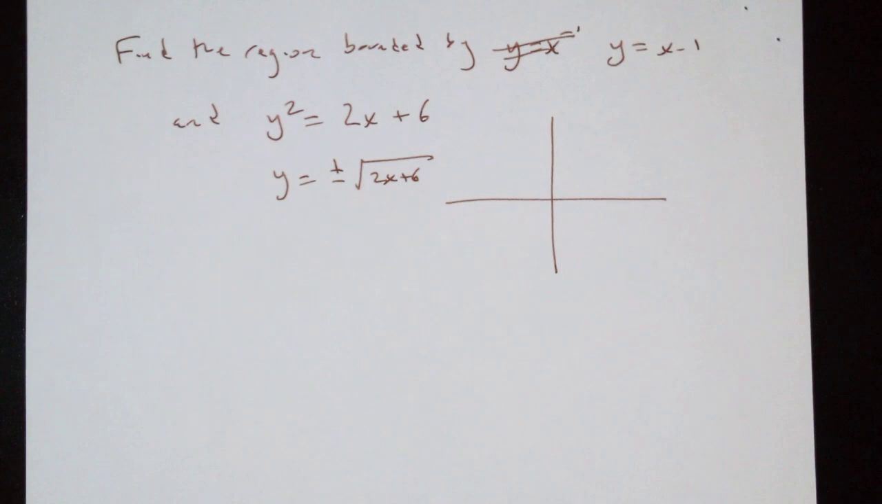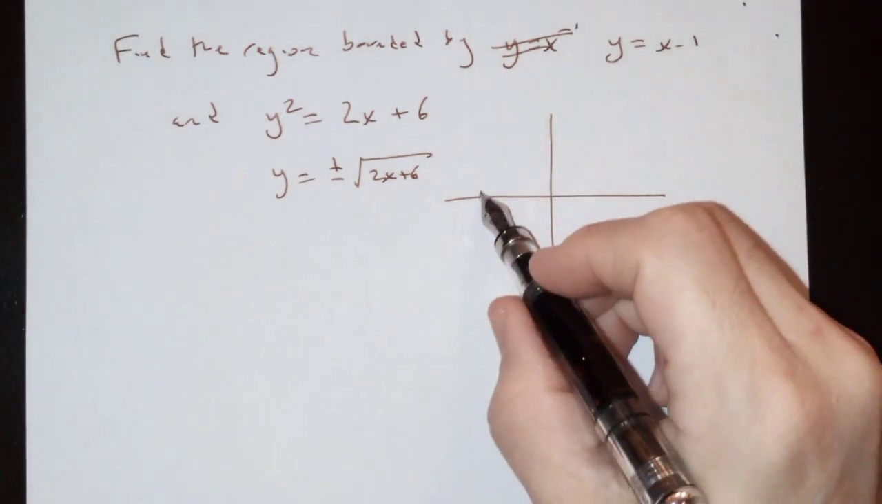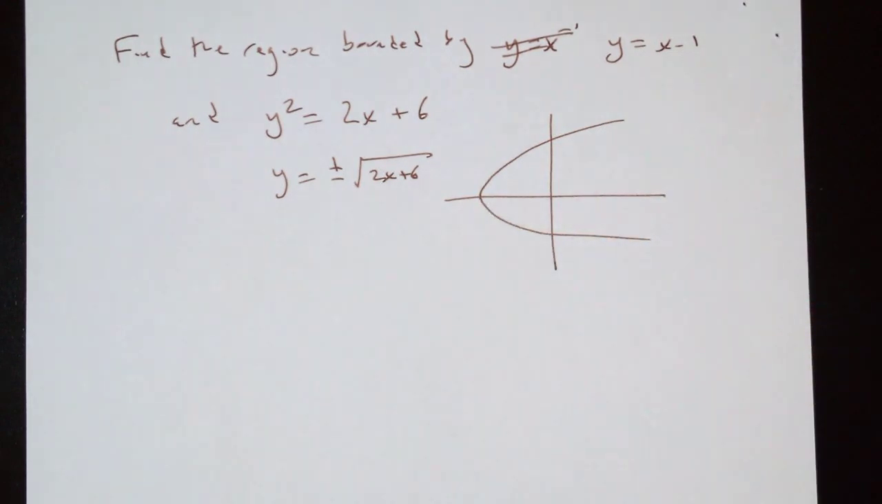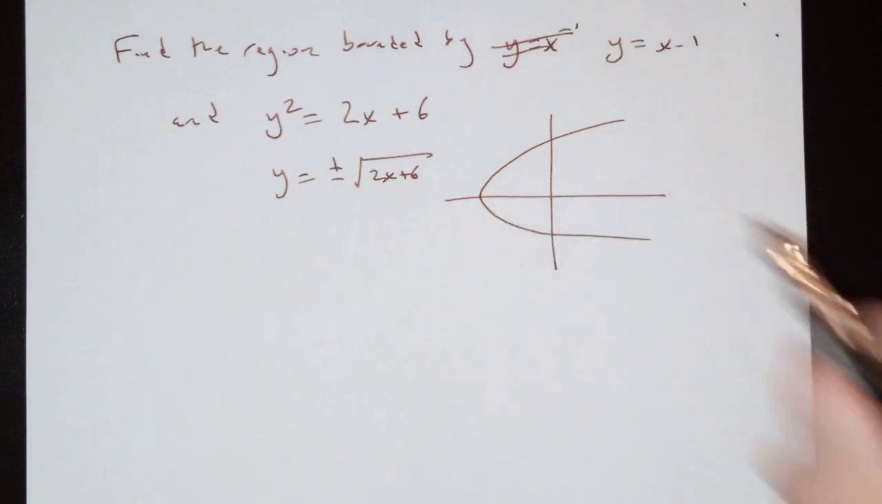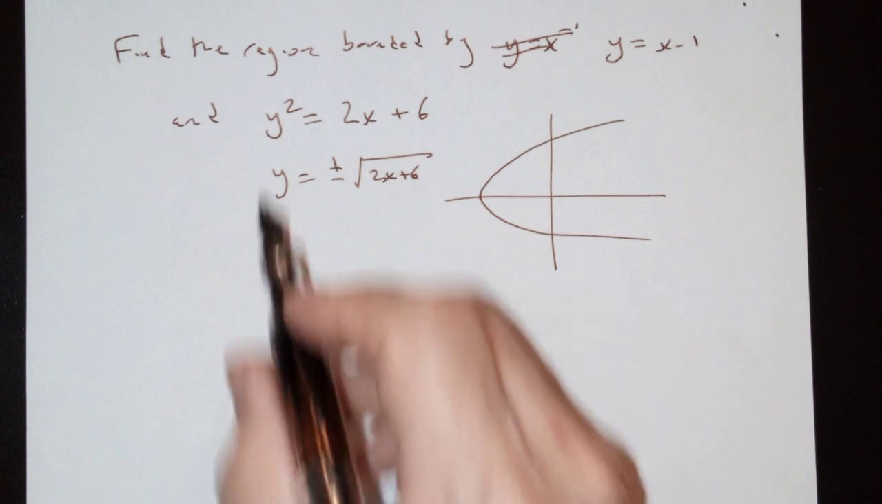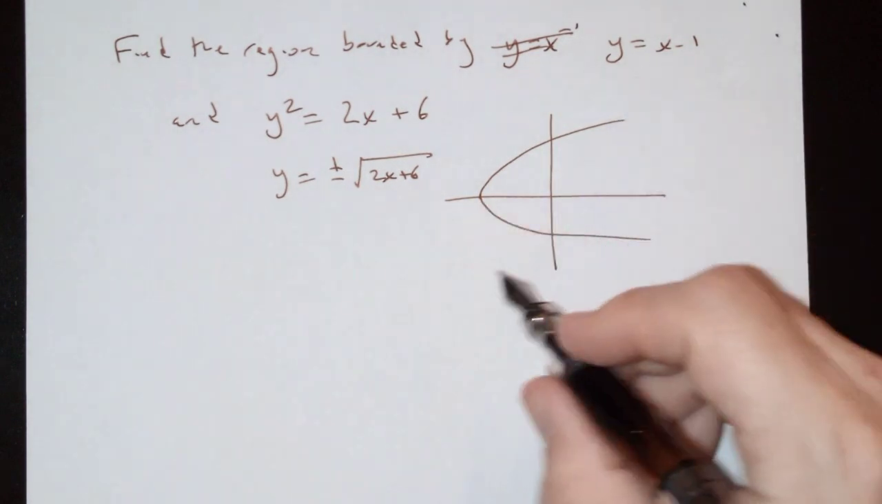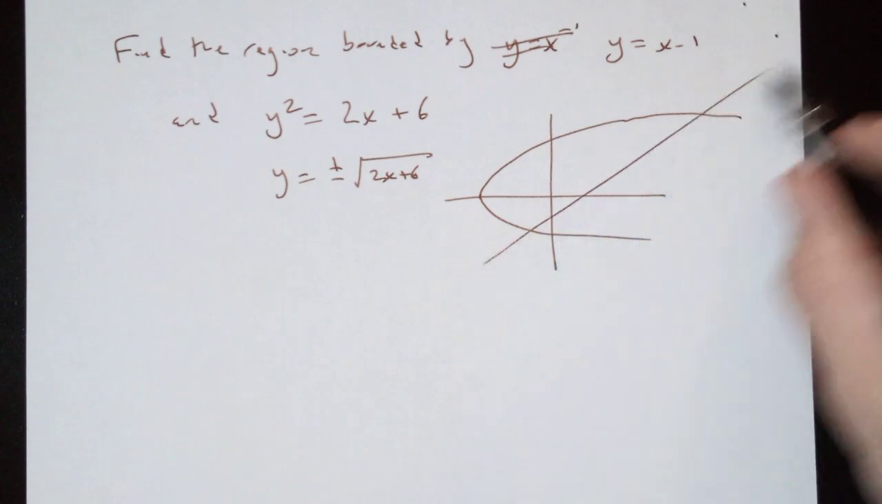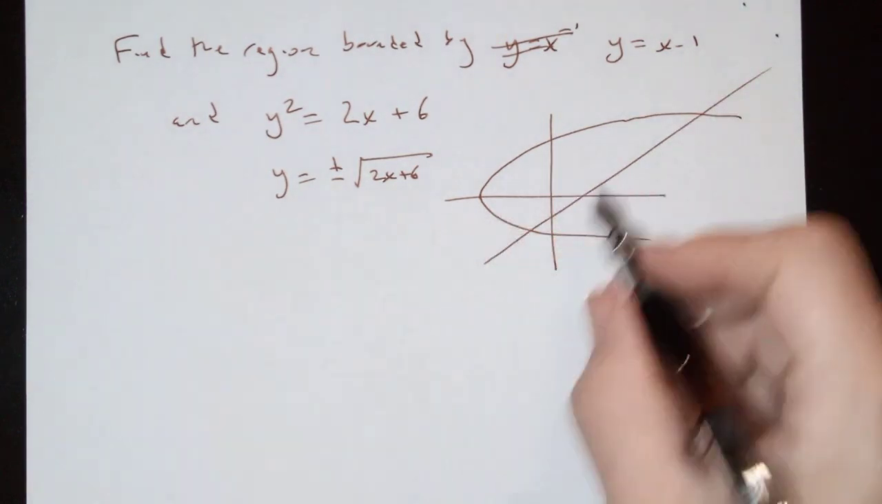Now, because x squared is a parabola that goes this way, y squared is a parabola that goes this way. It goes sideways. Hey, wait a minute, that's a square root curve. Okay, this is a negative square root curve. I get that. But then I've got this curve, y equals x minus 1. This has got to go out further. This is the region I want.